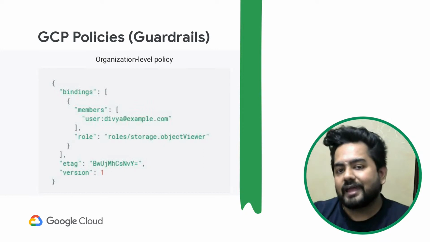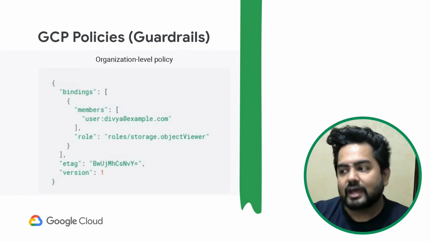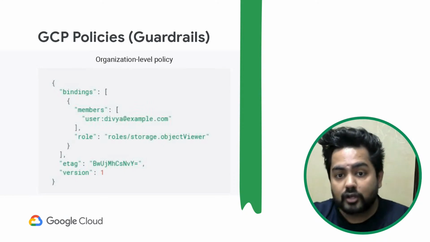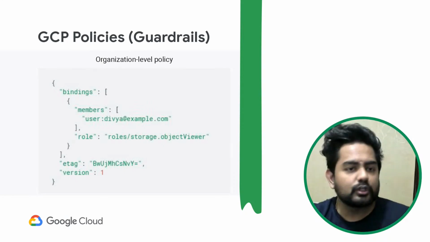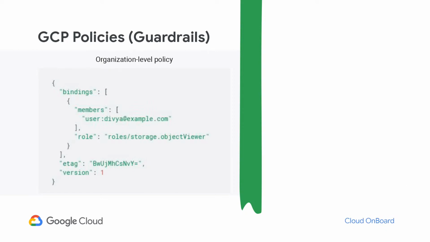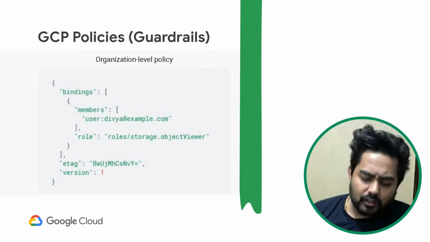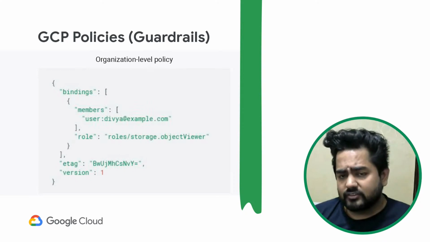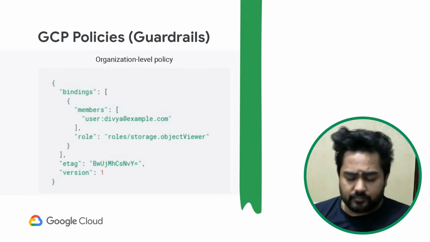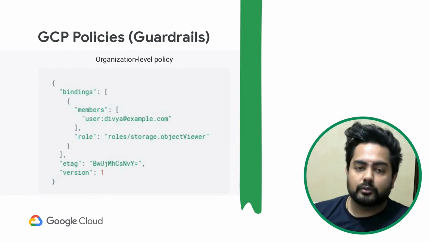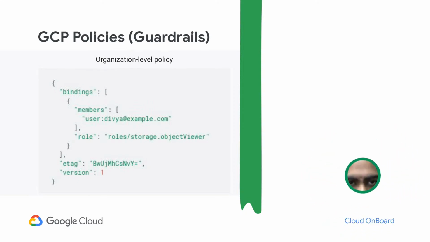When it's set at the organization level, the role binding is then applied to the levels under the organization, which includes all the projects and all the storage bucket objects under those projects. So you can now imagine that it's pretty easy. If I want to apply a policy at the organization level, I can just put a policy and it will be inherited by everything further down the hierarchy.